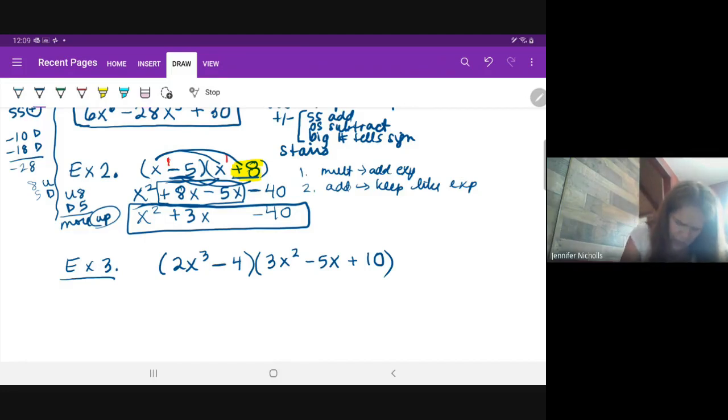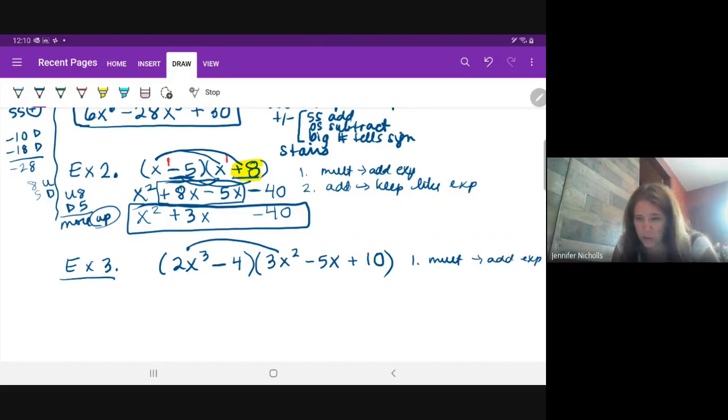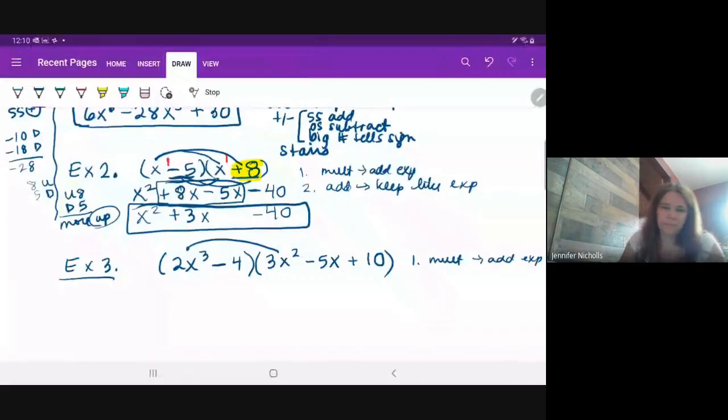What do you think? Do we feel like we could still distribute? Step 1 is multiply, add exponents. You feel like you could still do that for those first 2 terms, the first loop? Yeah. Okay, so what do you get? Six x to the 5th. Okay, I agree. 6x to the 5th.